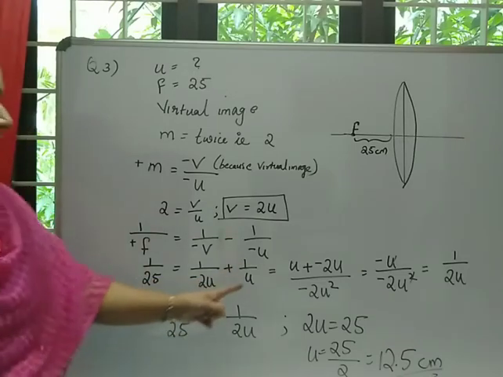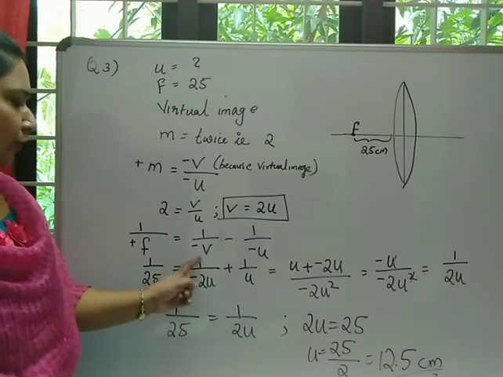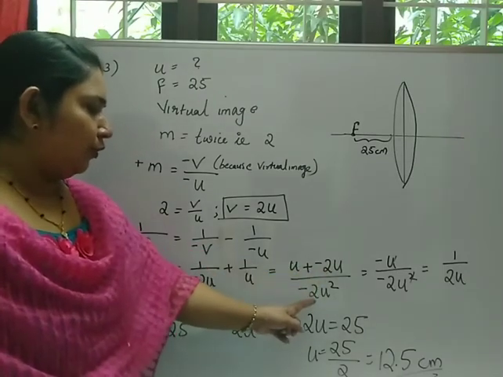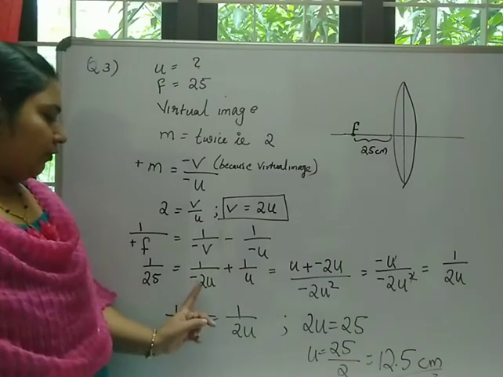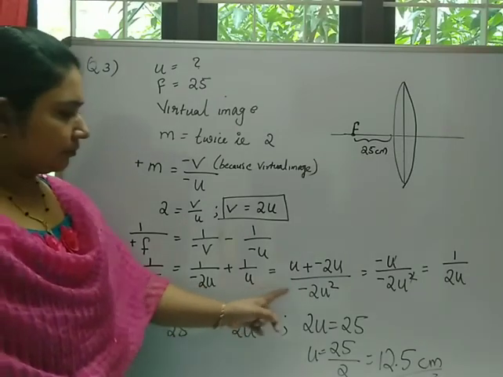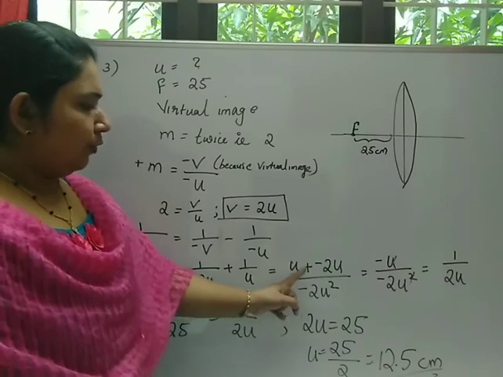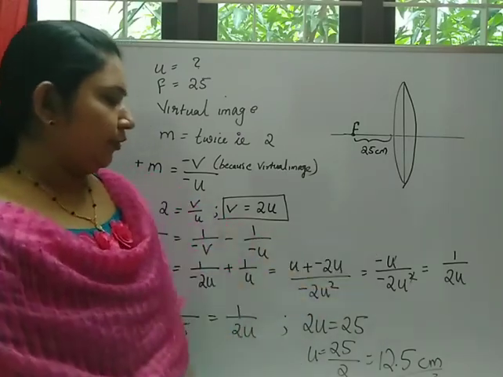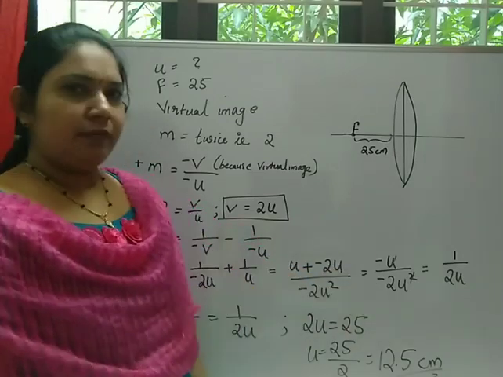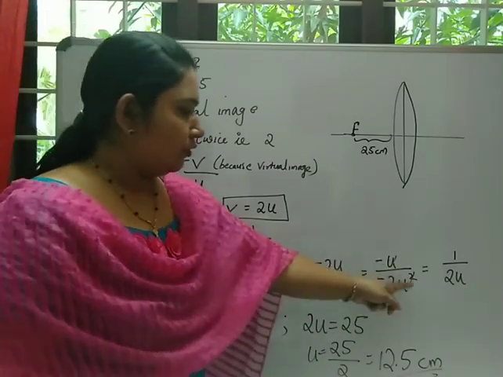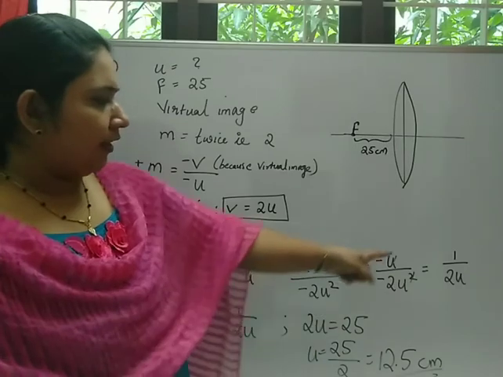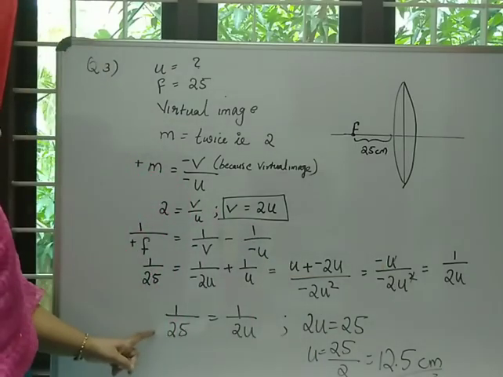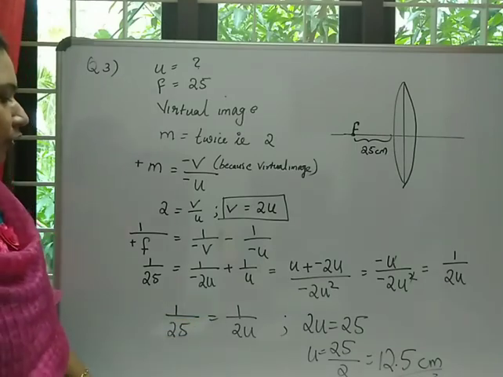Now we are going to cross multiply: u into 1, u plus negative 2u into 1. So u plus negative 2u over negative 2u square. U plus negative 2u will become negative u by negative 2u square. Negative negative will become positive. U and u square, one u will get cancelled. Finally we will get 1 by 2u. That is 1 by 25 equals 1 by 2u.